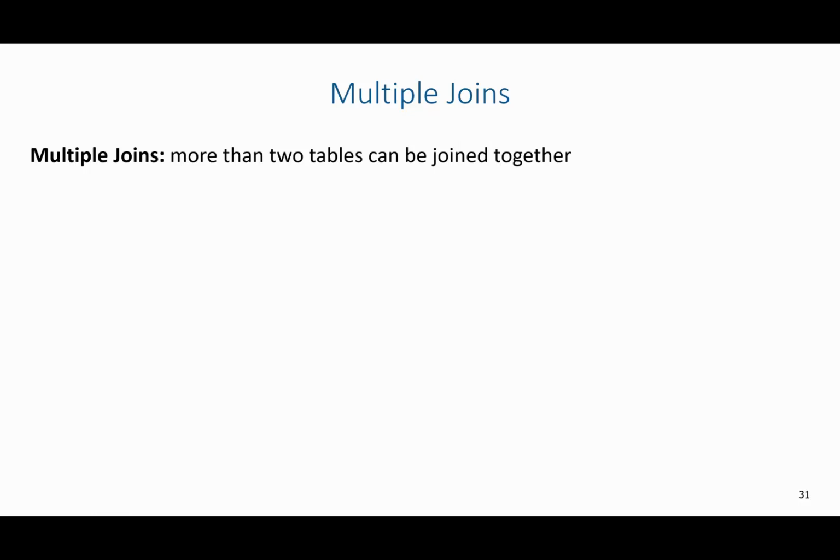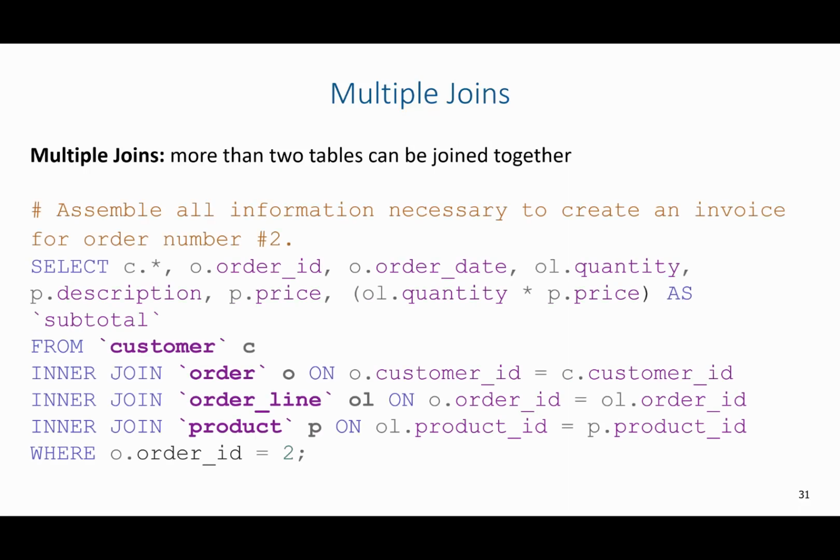In this video, we're going to go over multiple joins. So this is joining more than just two tables together. For example, if I was asked to assemble all information necessary to create an invoice for order number 2, I would need to look at all the different tables that are going to include invoice information.